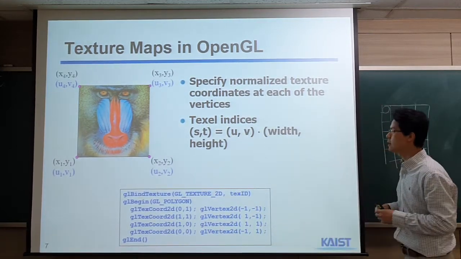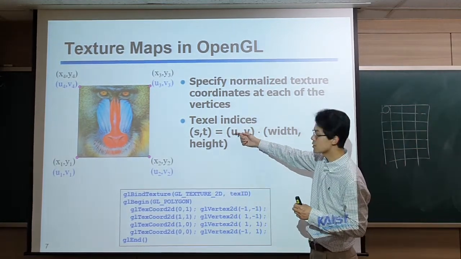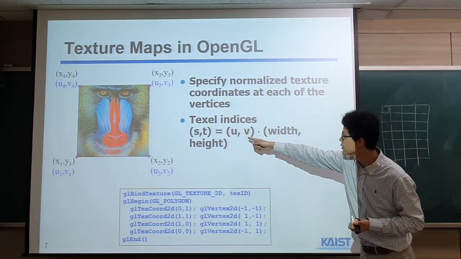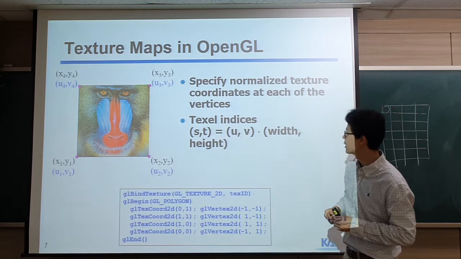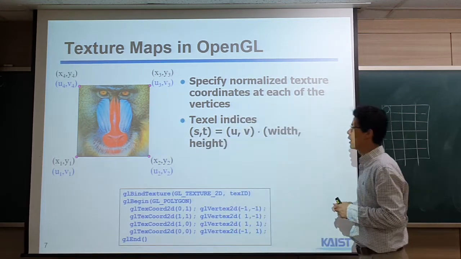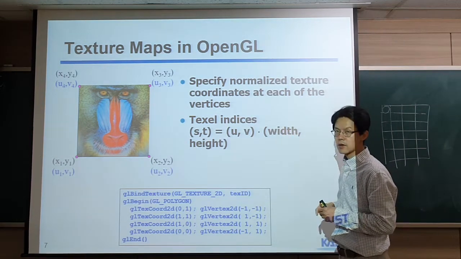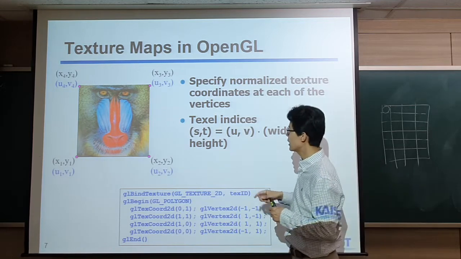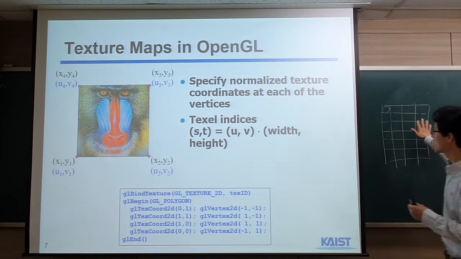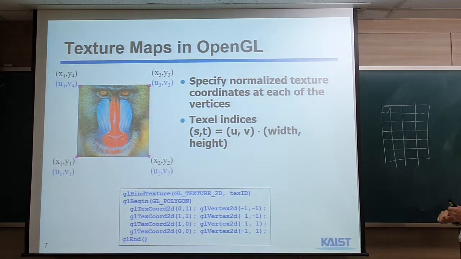In this case, the width is 256. If you use U as 0, then the texture index is 0, and if we use 1 for U, we get the last index along the width of the texture. So you can see that, based on a very simple calculation, we can link the texture coordinate with the texture index. In other words, we can access texture values within this 2D texture map.